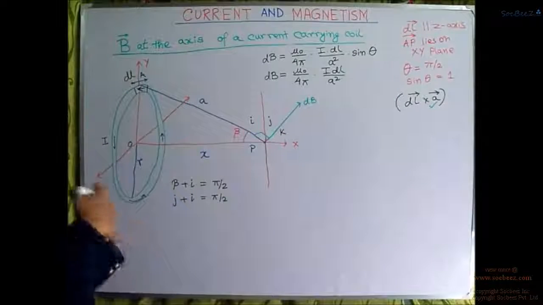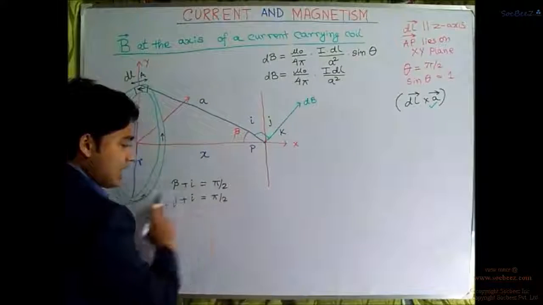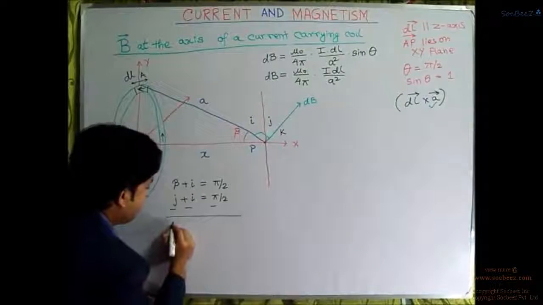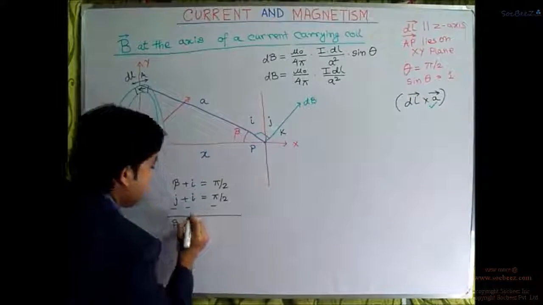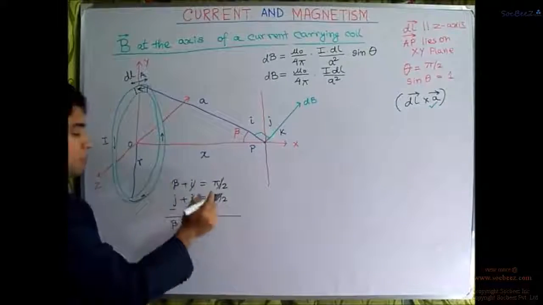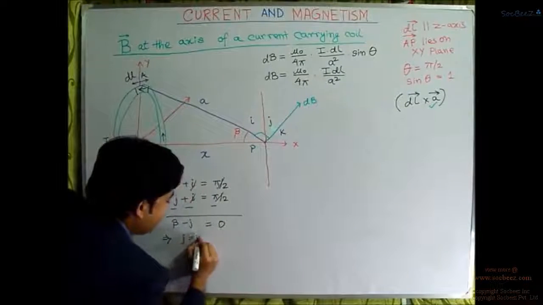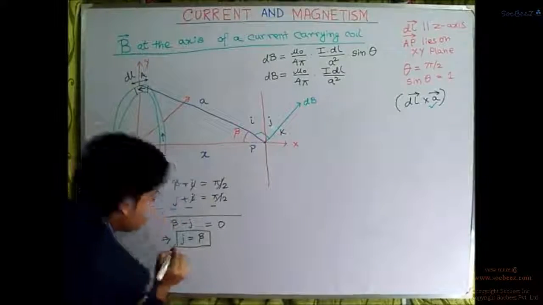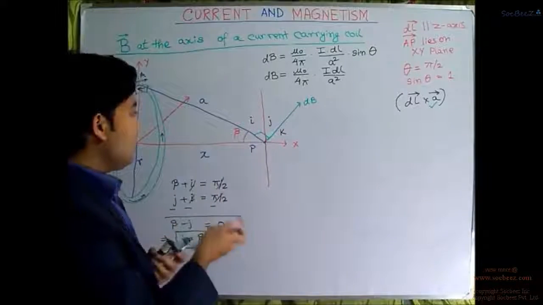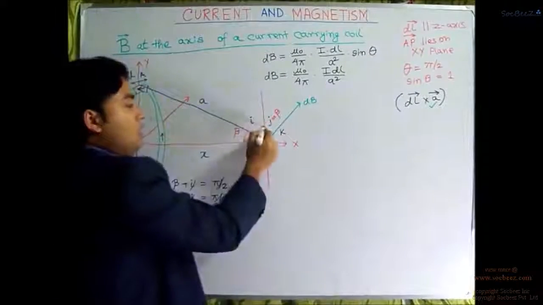Right? Now, if we subtract the second equation from the first equation, we get beta minus J, and this I will get cancelled, is equal to pi by 2 minus pi by 2, which will be equal to 0. Which implies we can write now that J is equal to beta. Now what is J? J is this angle. So J is equal to beta, this particular angle.